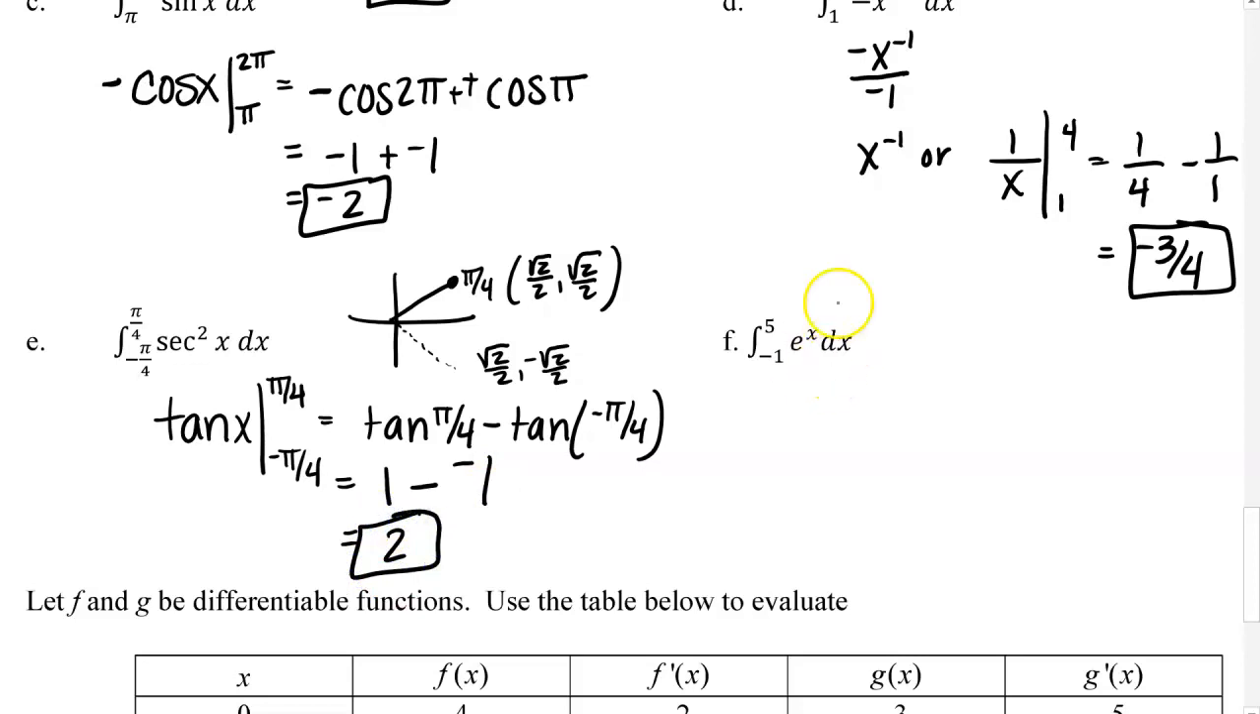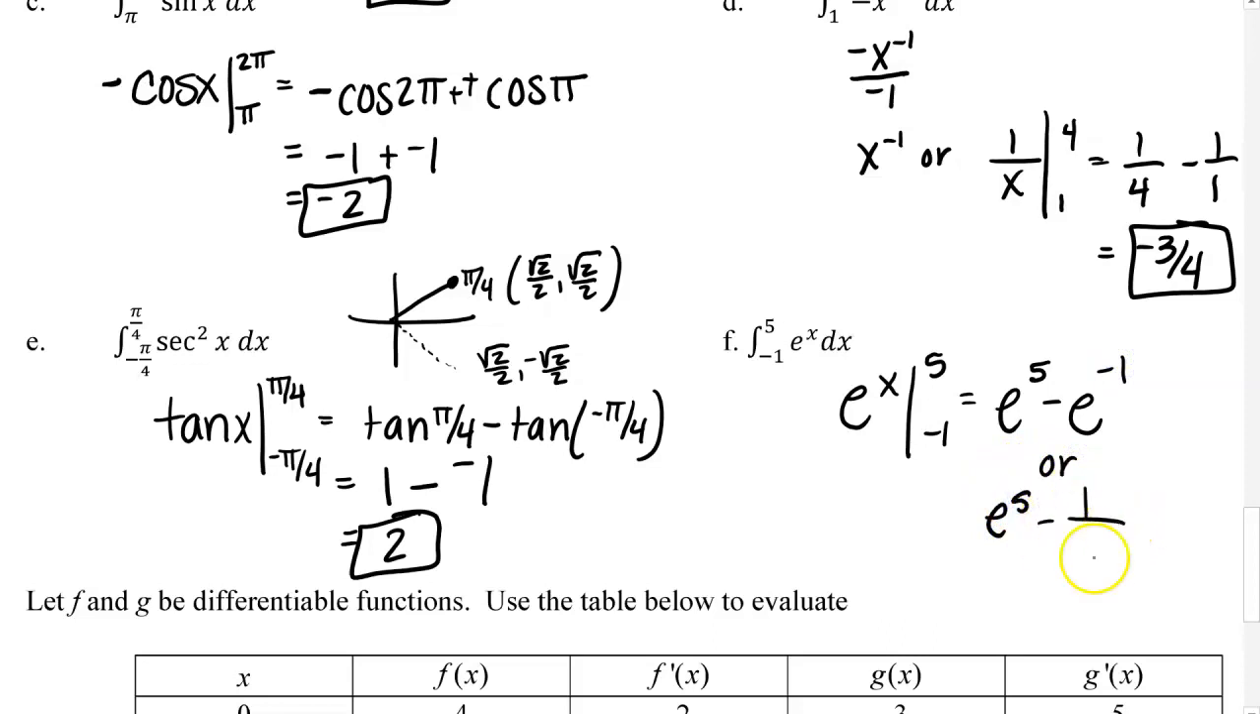Okay, e, antiderivative of e is still just e from negative 1 to 5. So e to the 5th minus e to the negative first. You cannot combine those, so the best you can do is just write it as e to the 5th minus 1 over e.